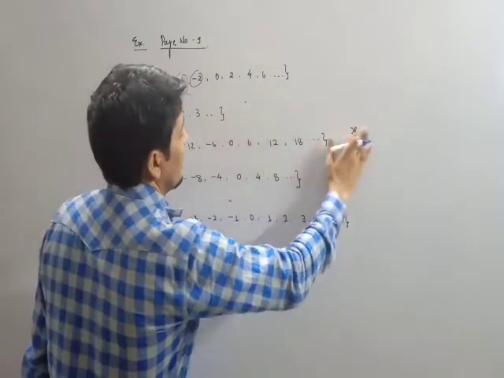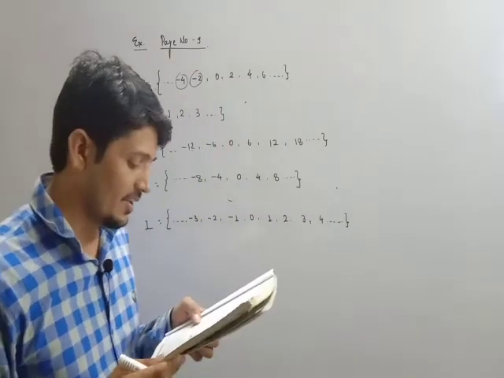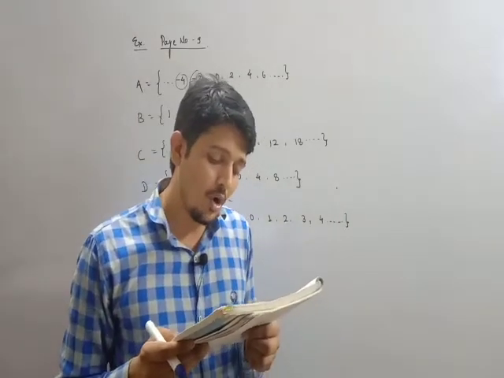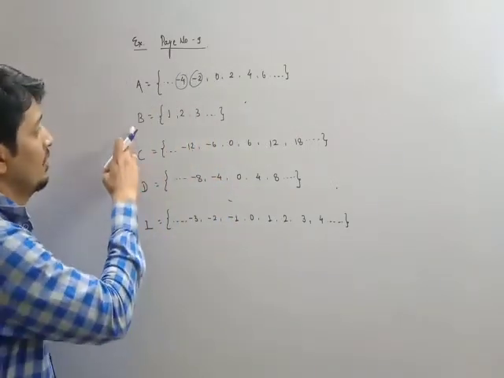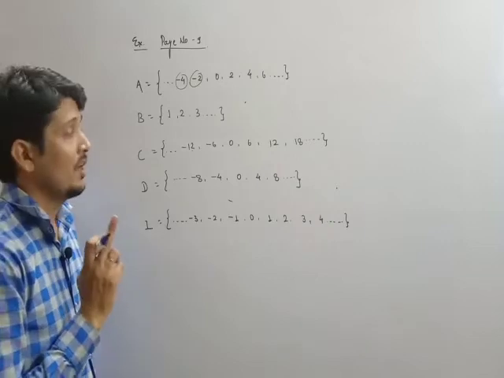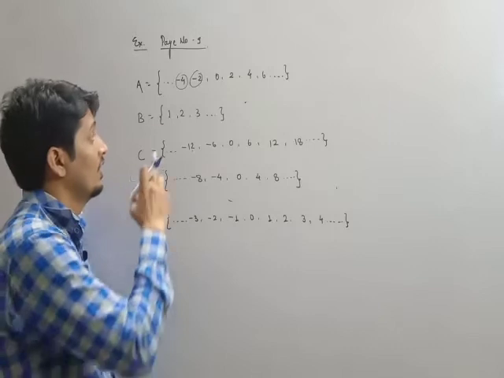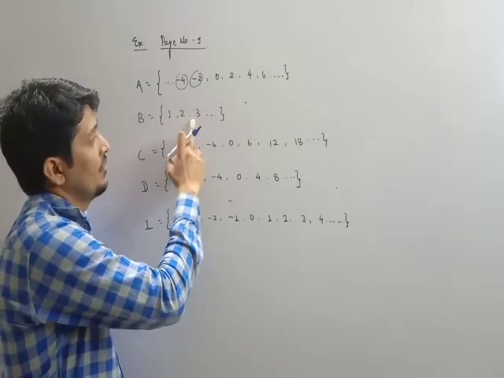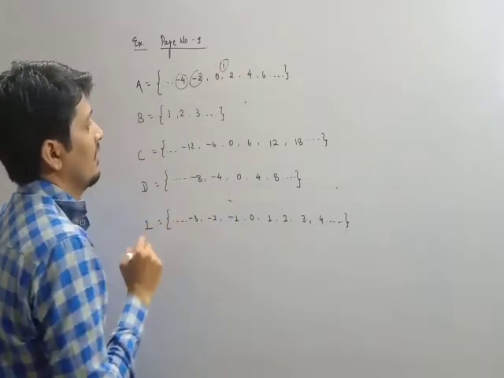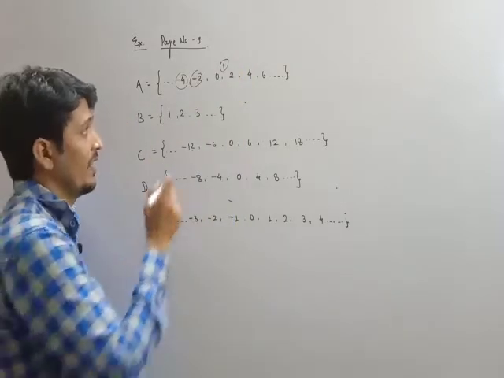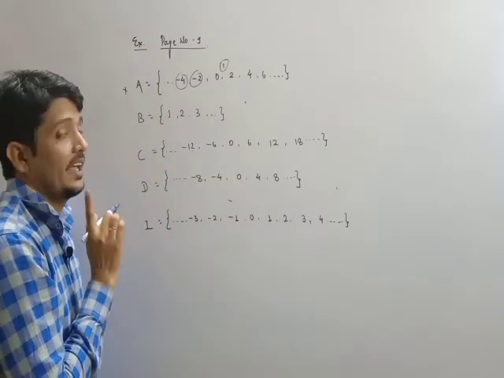Now the second statement. The second statement says B is the subset of all the sets which are given above. We have to check whether B is going to be a subset of all the sets or not. So in B, we have 1, 2, 3. Here we do not have the number 1. Do we? No. That means set B is not the subset of set A.